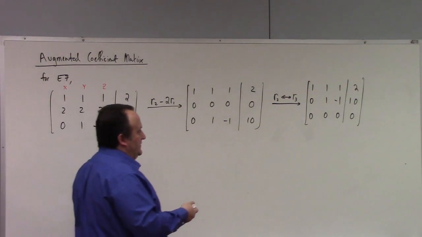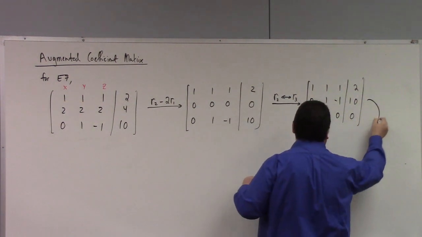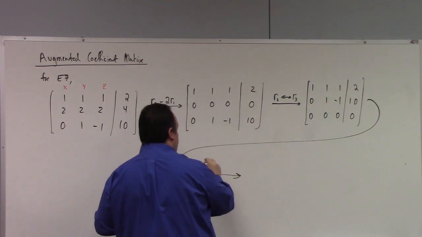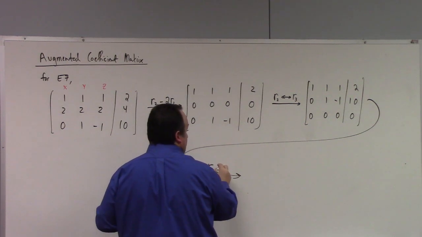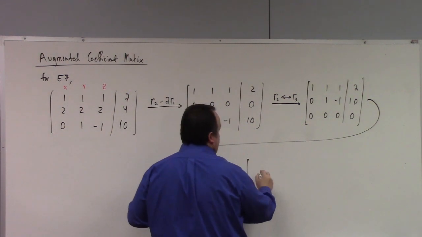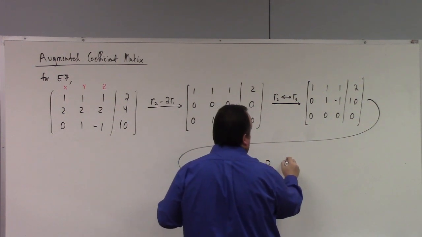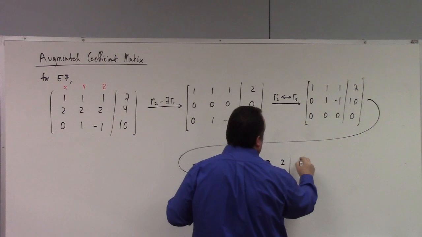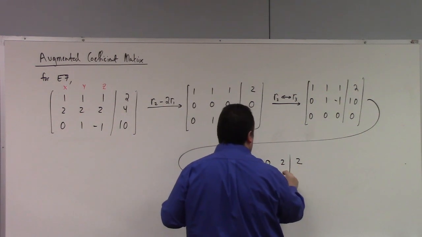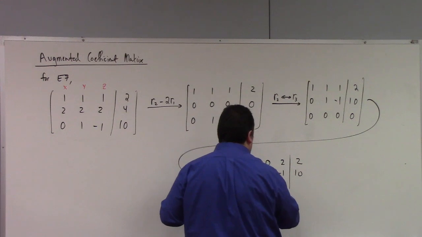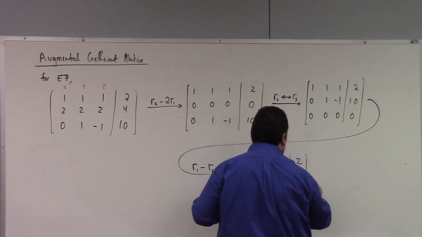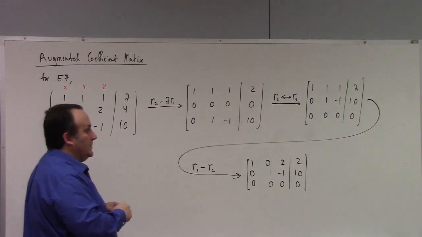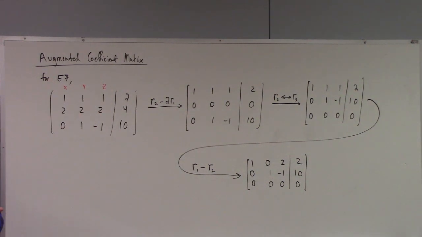Well then, my final move here, I would do row 1 minus row 2. And when I do that, it gives me 1, 0, 2, 2, 0, 1, minus 1, 10, 0, 0, 0, 0. All right. This is called row reduction. The things that we're allowed to do are to add one copy of a row to another, we can scalar multiply a row, and we can swap rows.